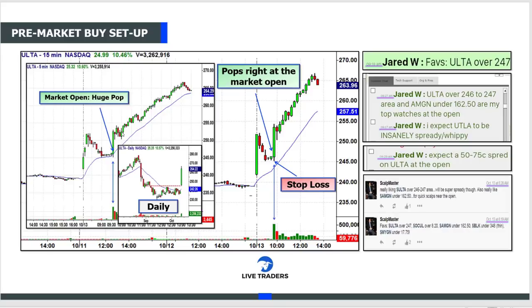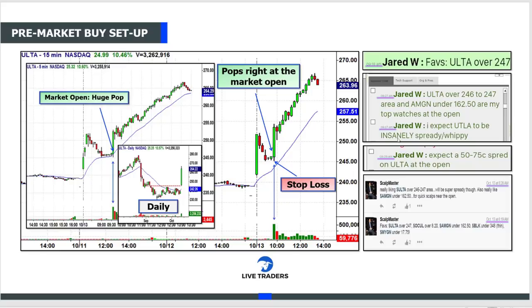So what do we do? We nibble some right at the market open. Why? We have a 15-minute bicep. This is using a pre-market chart. Now take a look. 9:27 in the morning, 9:18 in the morning. This is 12 minutes before the market open. I like Ulta over 247. 9:27, Ulta over 246 to 247 area, okay?